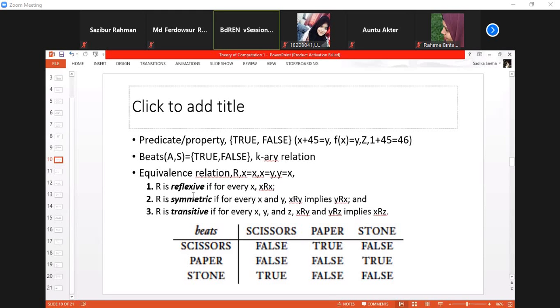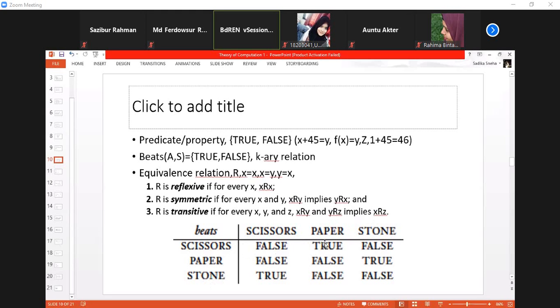We have done it using calculation, but now our value range has changed because our values are some word-type terms. That's why we are preferring the table representation for any function. So the function here is beats. Beats, what beats? Scissor beats scissor, paper beats paper, stone beats scissor, stone beats paper, like that. So this is how the relationship is represented.